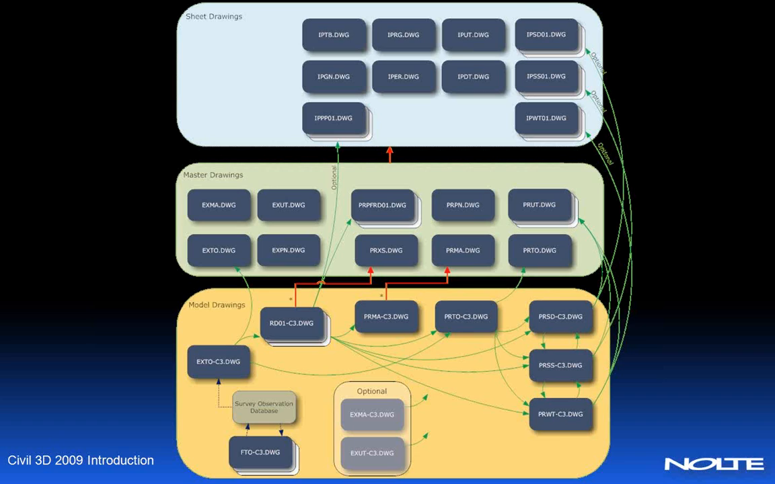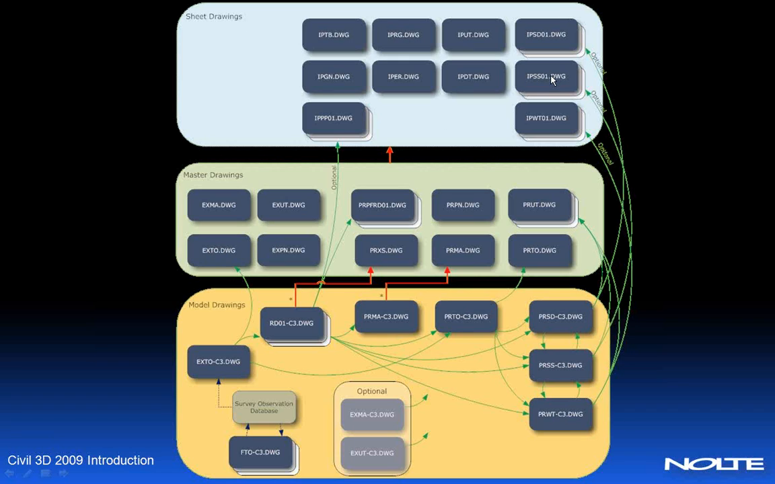For example, down here we have an EXTO C3, which will have all of the point data and break line data used to build the EXTO surface model. We will then data reference that to a master file where we apply all the appropriate styles to generate the contours at the desired interval, and possibly do our contour labeling in that drawing. This EXTO drawing would then be externally referenced to all of our different sheet files.